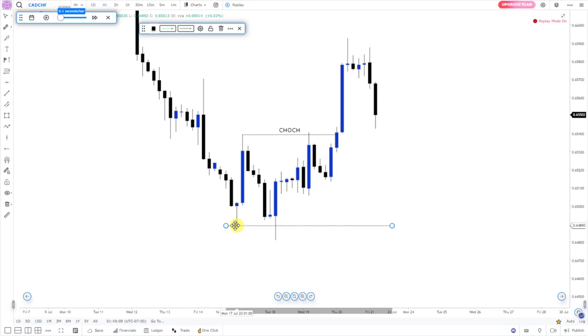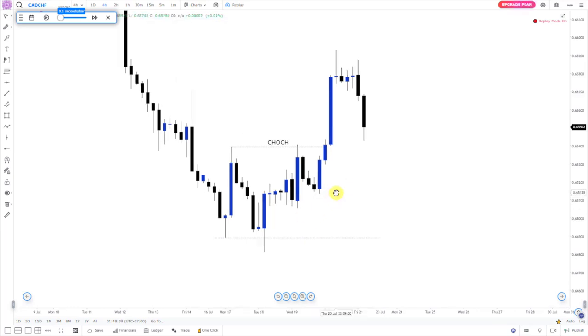The disadvantage of refining this QML level, trying not to mark it from the close of this candle right here, is that at some point price might not actually get to this level. Okay, this particular level you chose, at some point price might fail to get to this particular level, which might make you miss some trades.